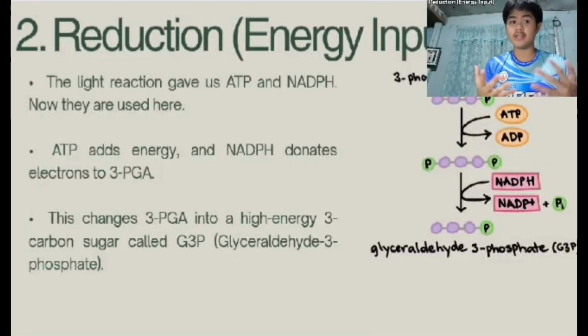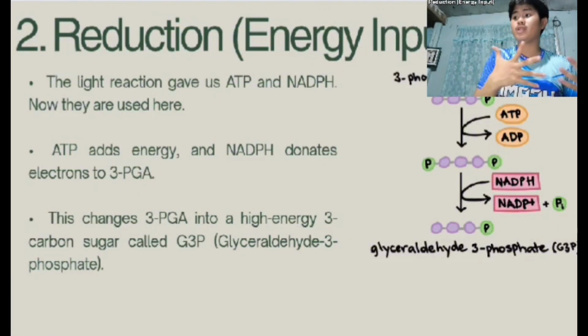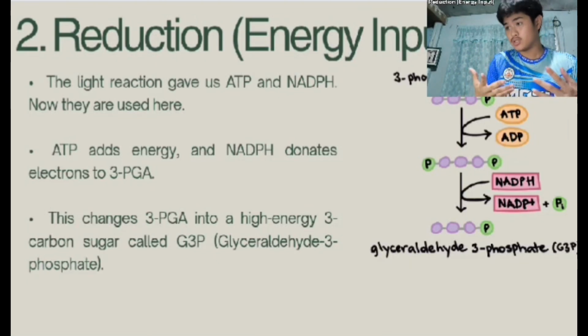Now let's proceed to the second phase, which is what we call the reduction, or the energy input. The light reaction gives us ATP and NADPH. Now they are used here. ATP adds energy and NADPH donates electrons to 3-PGA. This changes 3-PGA into a high-energy 3-carbon sugar called G3P, or glyceraldehyde 3-phosphate.